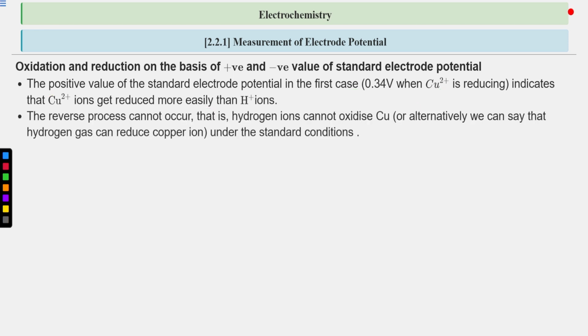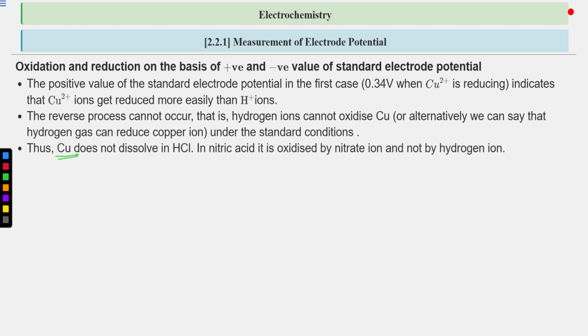The reverse process cannot occur, that is, the hydrogen ions cannot oxidize copper. Reverse reaction means H positive reducing copper 2 positive. So hydrogen ions cannot oxidize the copper, or alternatively you can say that hydrogen gas can reduce the copper ion under the standard conditions. So this is the reverse process which we are saying cannot occur.